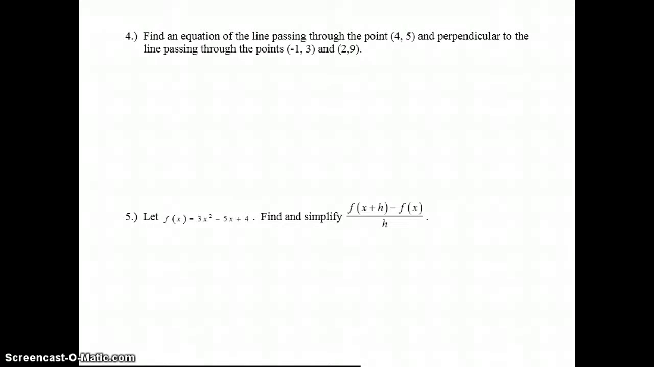Hello, this is page 2 of the chapter 1 review. To start, we've got to find the equation of a line passing through a point and perpendicular to another line passing through a couple other points.